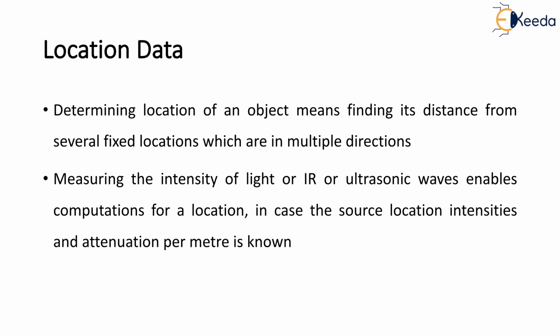For example, light environment sensing on the street monitors the light in the street lighting concept. So next one is location data. Determining the location of an object means finding its distance from several fixed locations which are in multiple directions, and also measuring the intensity of light or IR or ultrasonic waves. It enables computation of a location in case the source location, intensities and attenuation parameter are known.